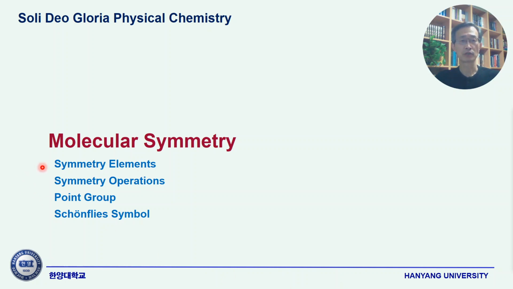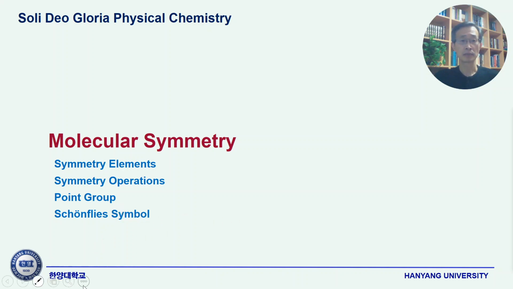So we are going to talk about symmetry elements and their operations. There are a number of symmetry elements that belong to a particular molecule, and all of those symmetry elements share a common point. So that group of symmetry elements is called a point group, and each point group has its own symbol. We need a way to designate the point group. The Schönflies system is adopted, and we call that the Schönflies symbol.